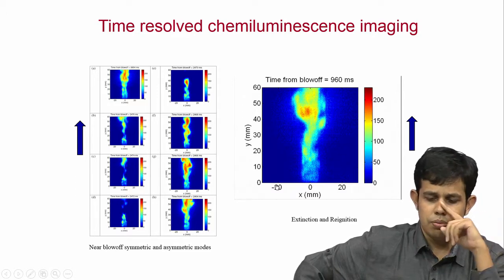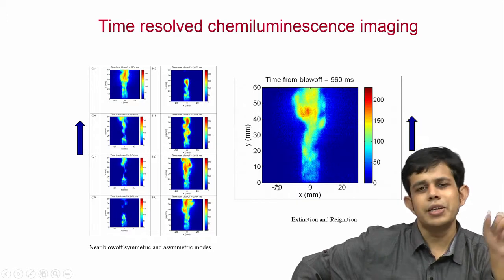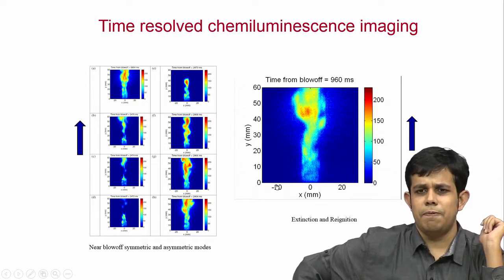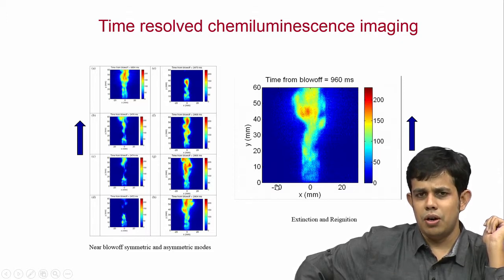Okay. So, from chemiluminescence what you can get is essentially a qualitative idea of heat release, because researchers have shown that the chemiluminescence signal is essentially proportional to the heat release rate for premixed flames.